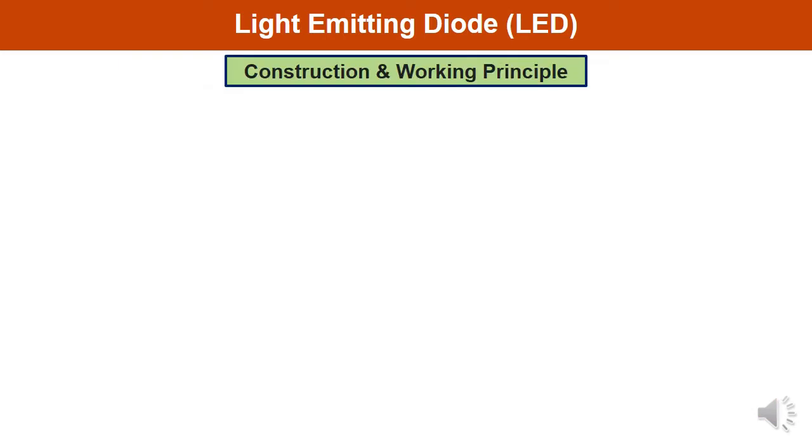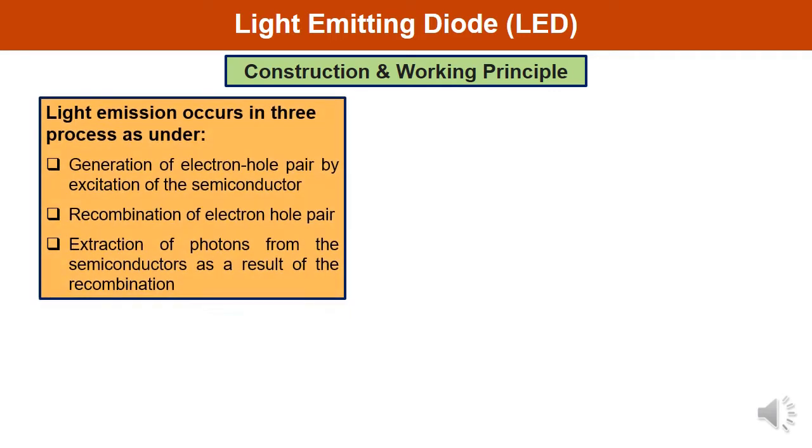Now let us discuss the construction and working of light emitting diode. See, light emission over here occurs in three processes. What is the first process? The generation of electron hole pair by excitation of the semiconductor. Second is the recombination of electron hole pair, and the third process is extraction of photons from the semiconductor as a result of the recombination. So this is how the process can be very well understood.